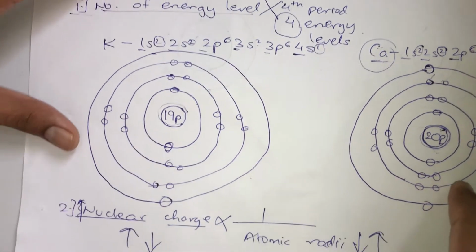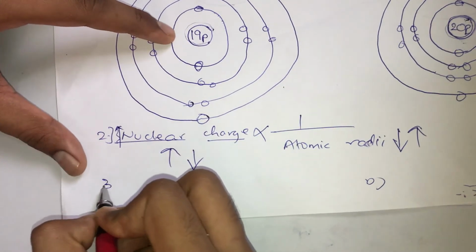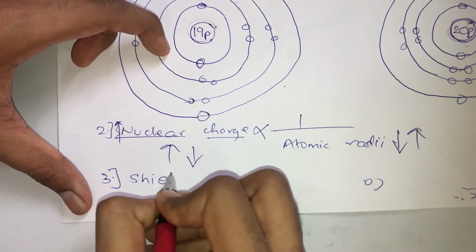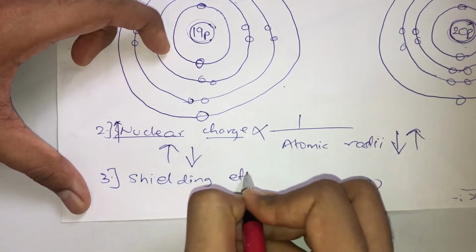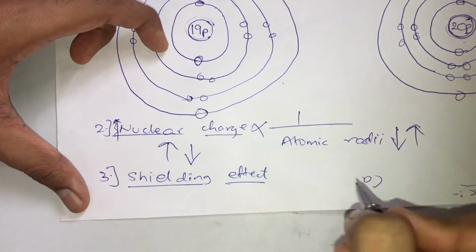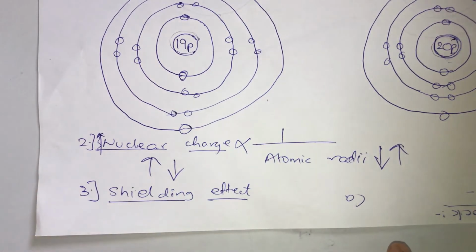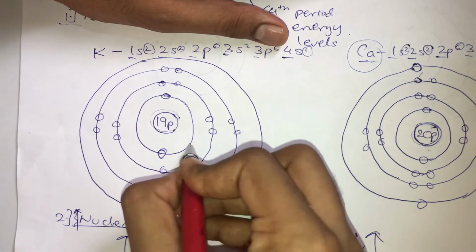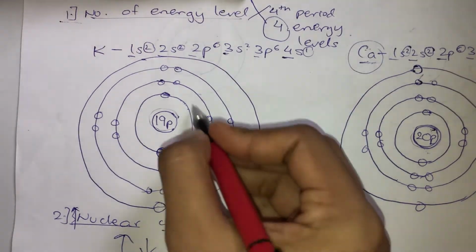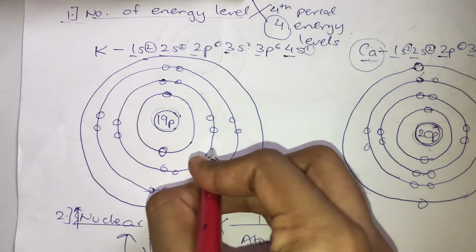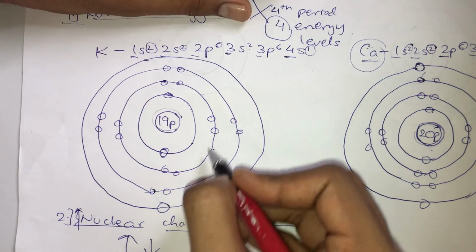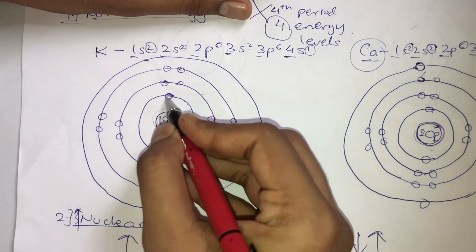Now let's understand whether our third factor is affecting or not. What was the third factor? Shielding effect. Am I right? What is shielding effect? Shielding effect is nothing but the shield provided by the inner electrons. So here, can I say that the first energy level electrons are going to provide the shield to the second energy level electrons? So can I say that the second energy level electrons are getting shielded by 2 electrons?